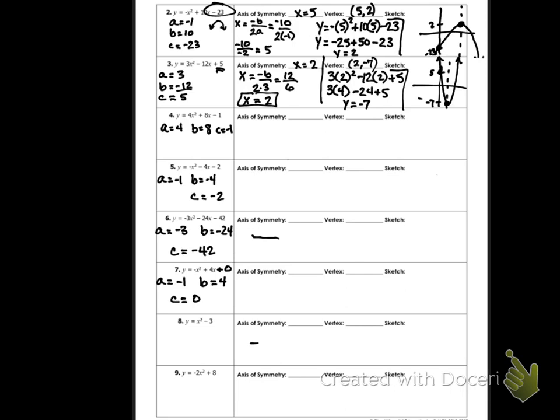Number 8 is kind of the same idea as what we talked about in 7, and your standard form is missing the middle part. So here a is 1, b is actually 0, and c is negative 3. Then on 9, the last one, a is negative 2, b is 0, and c is positive 8. So go and try any 4 out of those 6 that you want to try, and we'll talk about this for the rest of class.